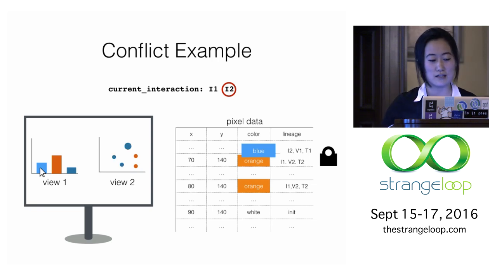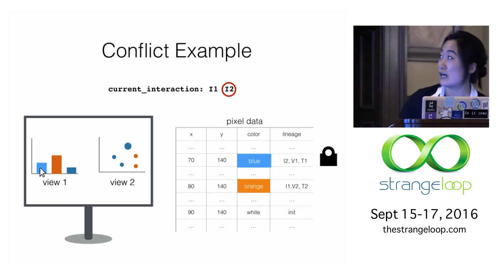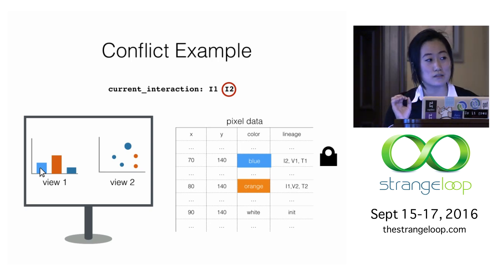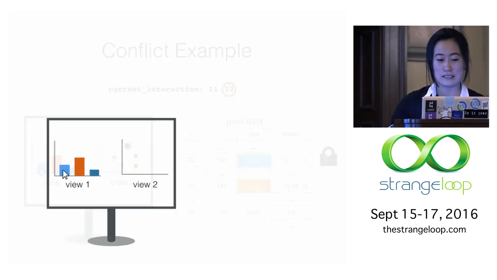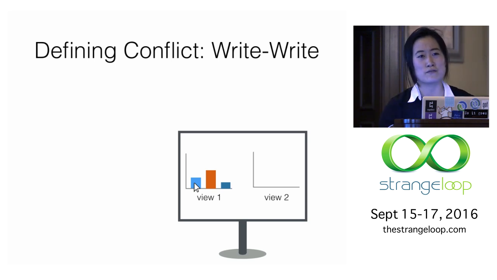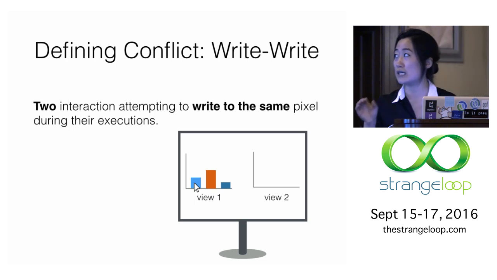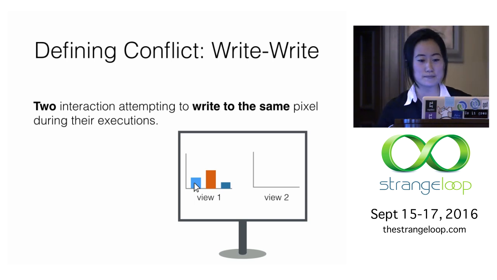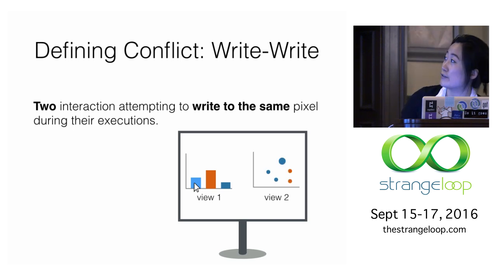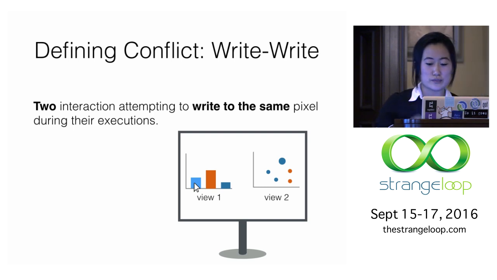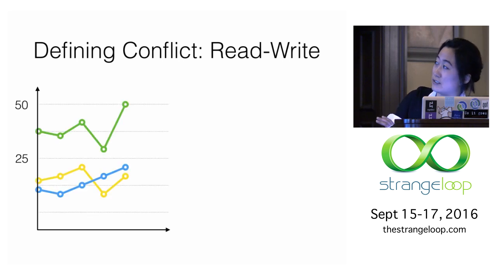If you decide to overwrite this conflict, you would essentially end up overwriting your previous mark. So this is an example where we were able to use this model to detect conflict on the pixel level to find one of the anomalies we mentioned before. This is essentially a write-write conflict, for those of you familiar with distributed database systems terms, where two interactions attempt to write to the same pixels during their execution. There are, of course, other types of conflict inspired by this conflict reasoning framework, such as read-write.